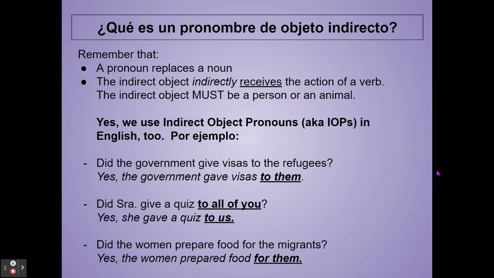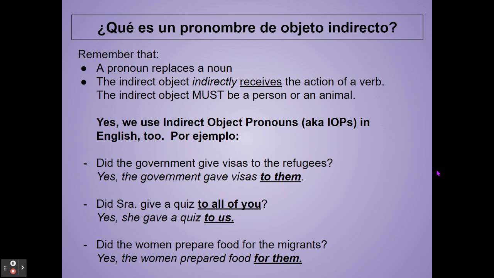So once again, we're going to go back to the basics. We're going to discuss qué es un pronombre de objeto indirecto. So what is an indirect object pronoun? And so once again, remember a pronoun replaces a noun, and that object pronouns can only be the object of a sentence. And the indirect object of a sentence indirectly receives the action of a verb. So once again, we said to whom or for whom someone does something.